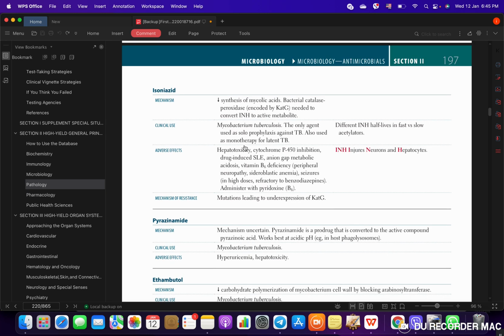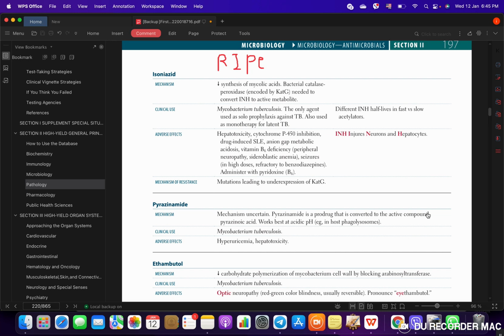So, guys, the treatment with the RIPE therapy, which is rifampin, isoniazid, pyrazinamide, and ethambutol, how long should it be? For how long do we give this treatment? I forgot to tell you about that. At least 6 months. It can be up to 2 years, okay? You need to make sure you eradicated the whole thing.